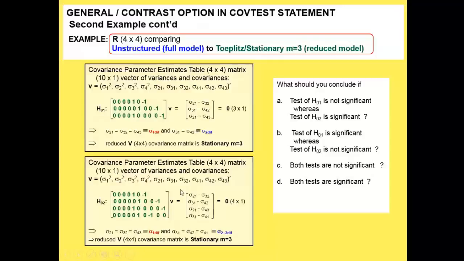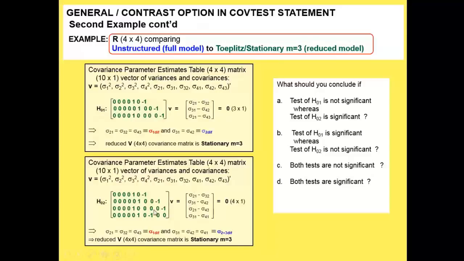What would you conclude? Well, first of all, would you want to conclude that you needed an unstructured R matrix? The answer would be no, because one of them was not significant, right? One of these two is not significant. So if this was not significant and this was significant, what would you use? This one or this one? You'd want to use this one, because this basically says this doesn't work.